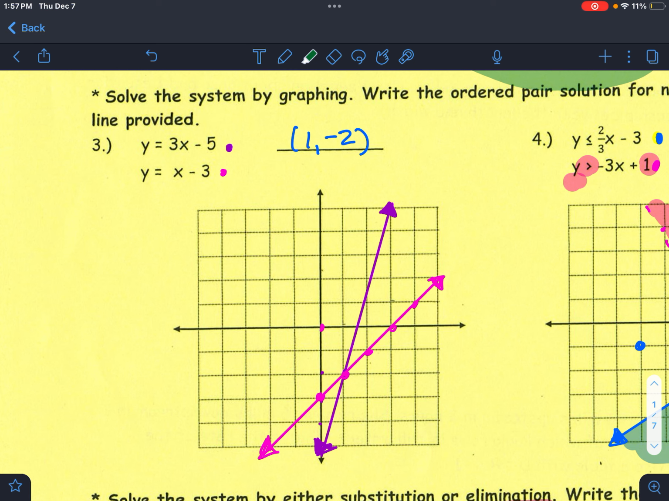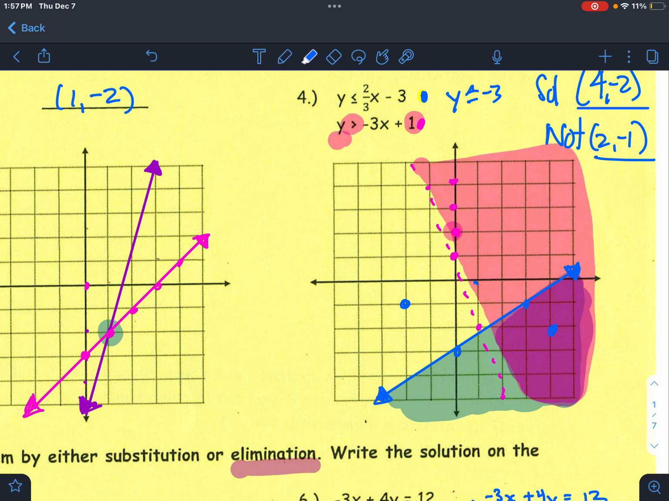And keep in mind, when you're watching this video, you can pause and stop and rewind and look at all of the steps, right? On number 3, we graph the two equations. I use purple for the first and pink for the second, and the one shared solution that they cross over together is right here, (1, -2).